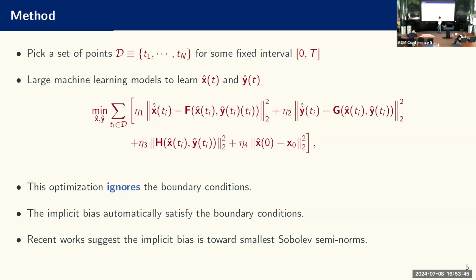And then I expect that the implicit bias that these modern large ML methods have will automatically satisfy it. Recent work suggests that implicit bias is toward small Sobolev seminorms, in the sense that it gives you functions, it's a fancy way of saying that it gives you functions that have small derivatives. Essentially that coincides with non-explosive. Right, so this is the method.